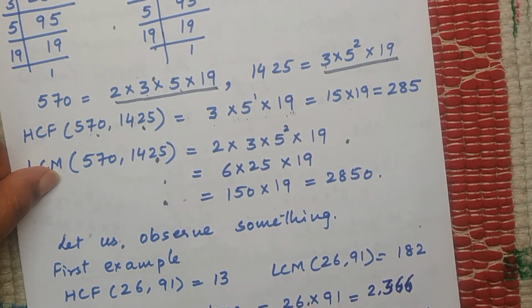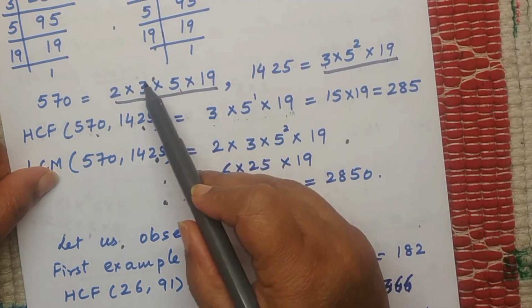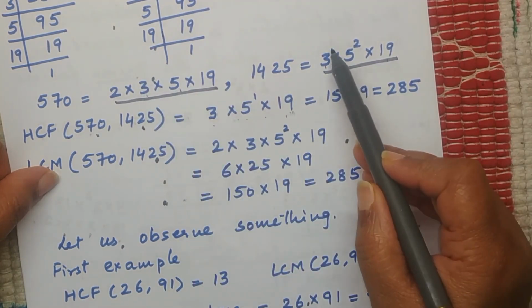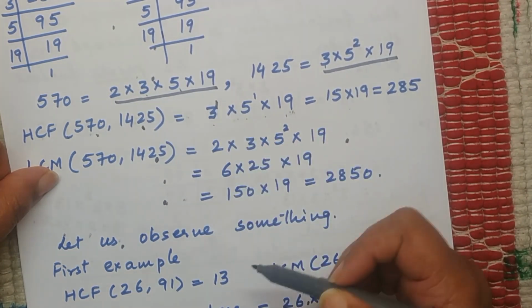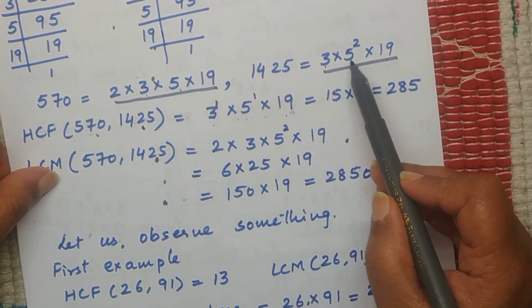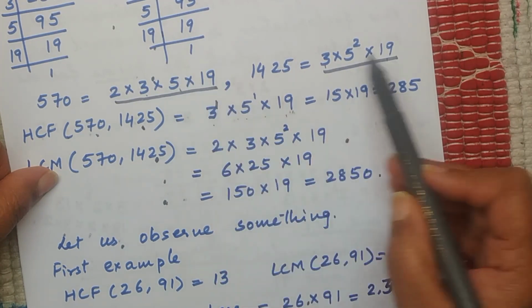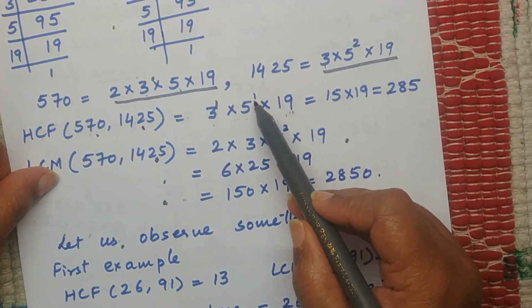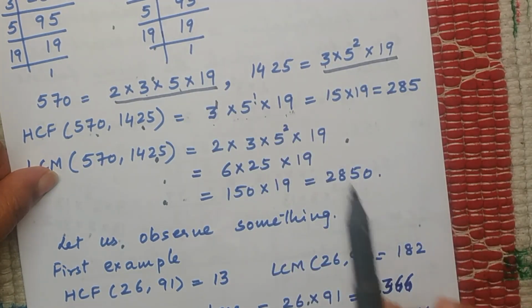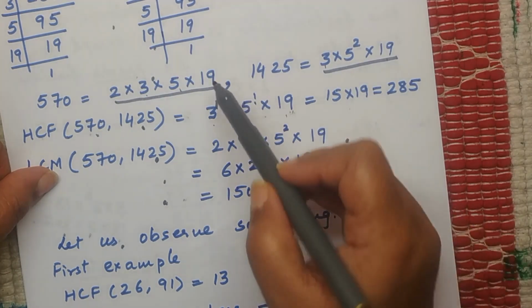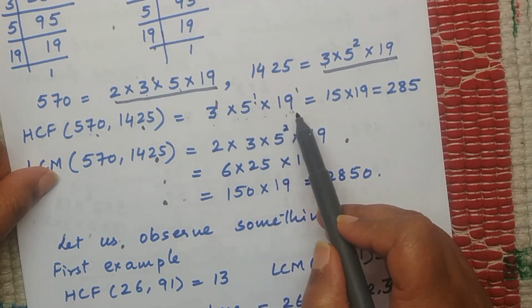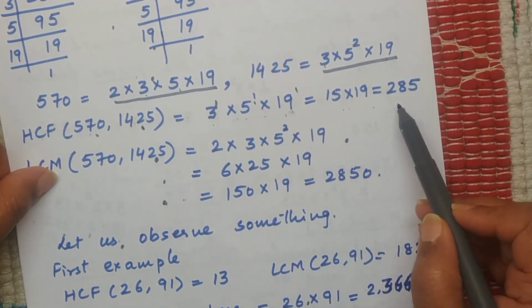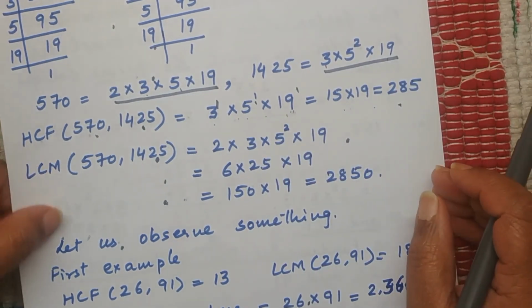Now raised to the smallest power. The power of 3 in both the cases is 1. So 3 raised to power 1. Power of 5 in one case is 1, in the other case is 2. So 5 raised to power 1 because 1 is the smallest out of 1 and 2. 19 in both the cases is 1, so 1. So 3 into 5 into 19, which is 15 into 19, 285.